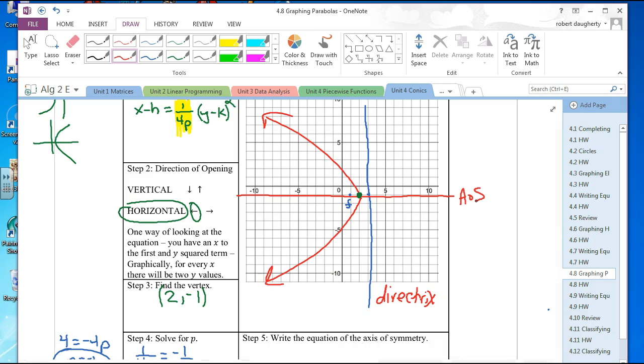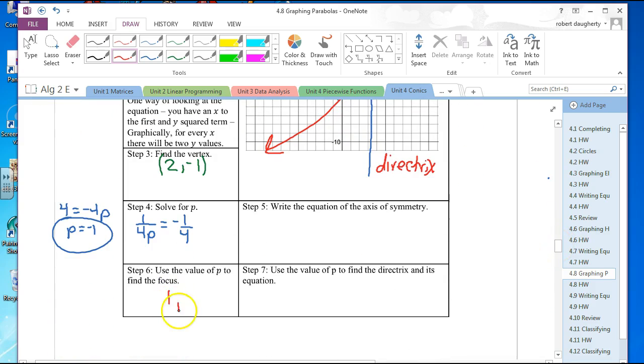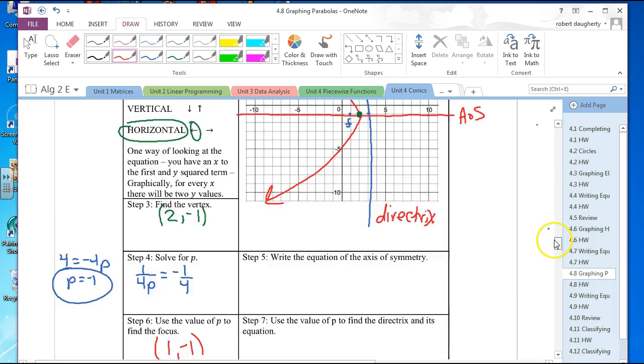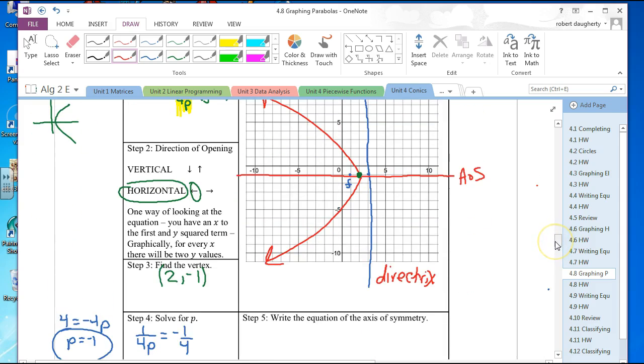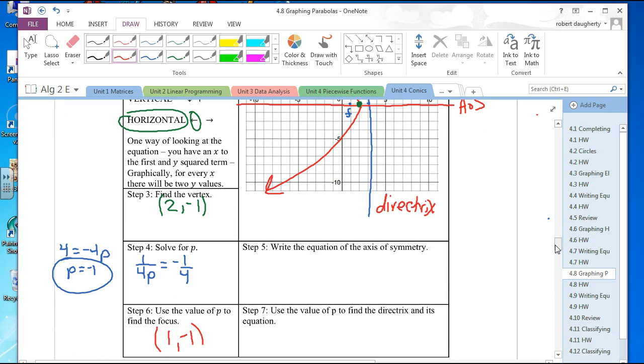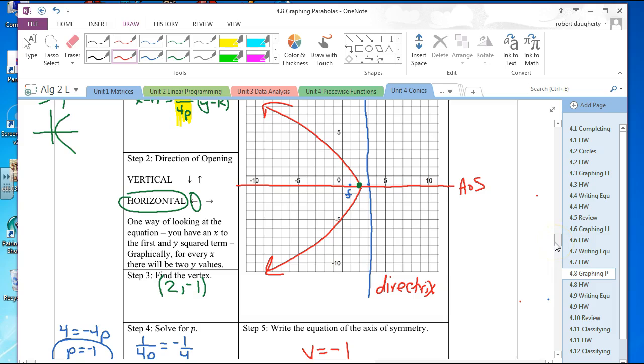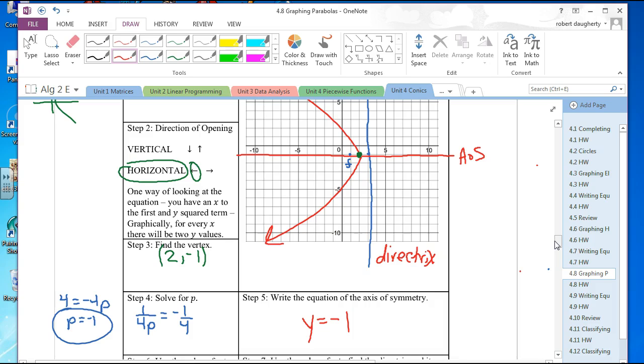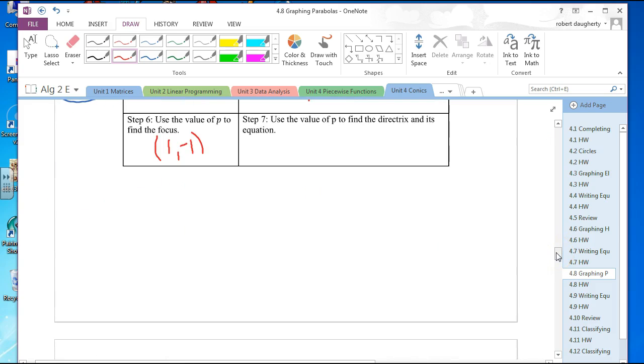So what is the focus? What is the focal point? Yeah, 1, negative 1. What is the equation of the axis of symmetry? Yeah, y equals negative 1. It's a y equals, and it's whatever the y value of the vertex is. And what's the equation of the directrix? Yeah, x equal 3. Okay?